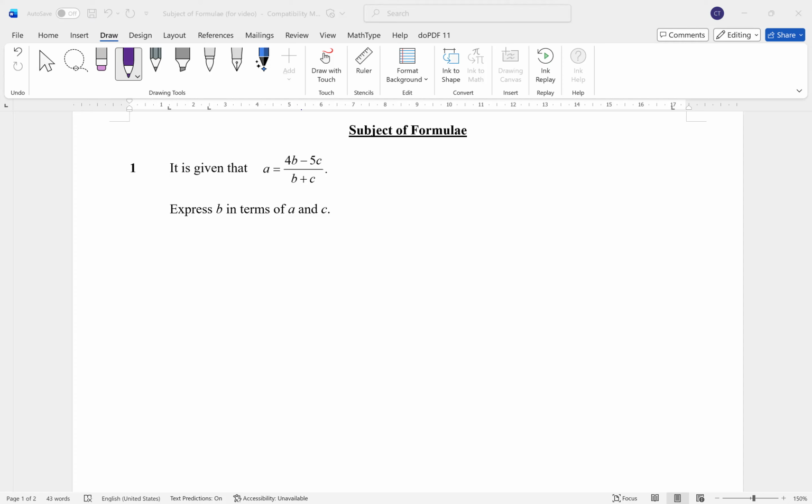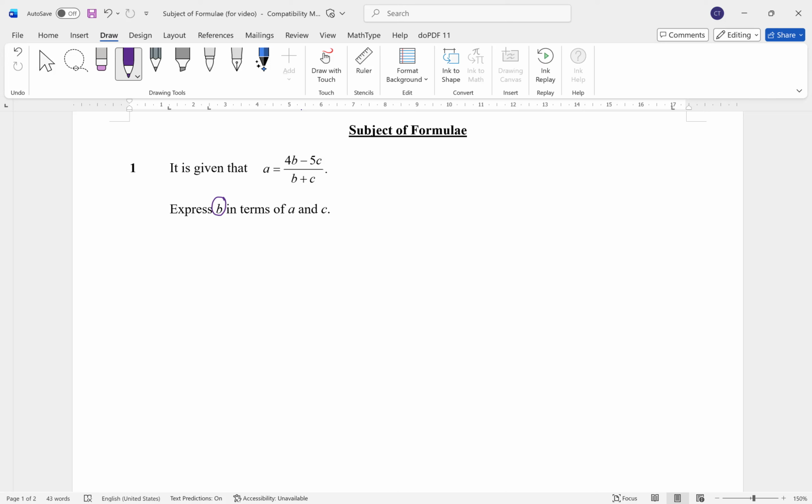So it is given that A equals to 4B minus 5C over B plus C. So express B in terms of A and C. Alright, so when they phrase the question like this, they ask you to express B in terms of A and C. In other words, they are asking us to make B the subject of the formula.